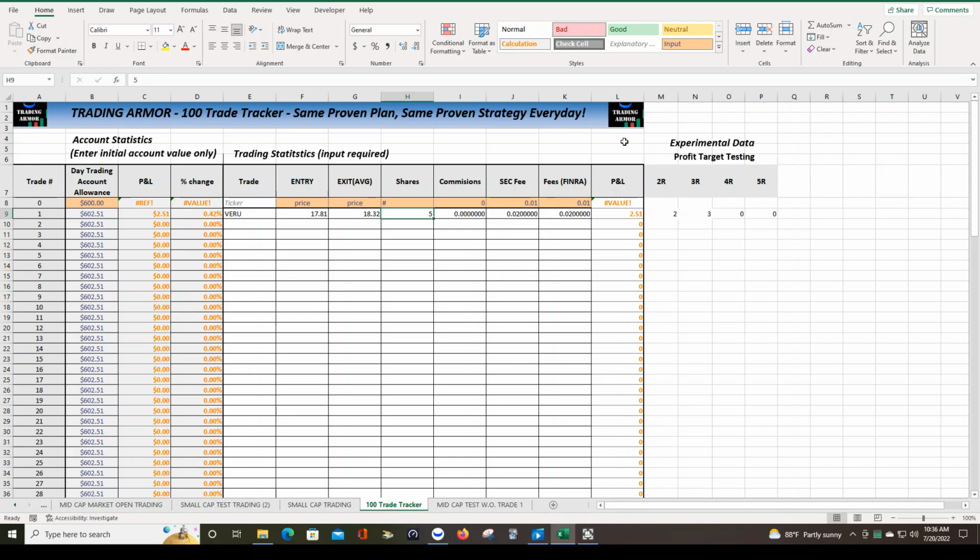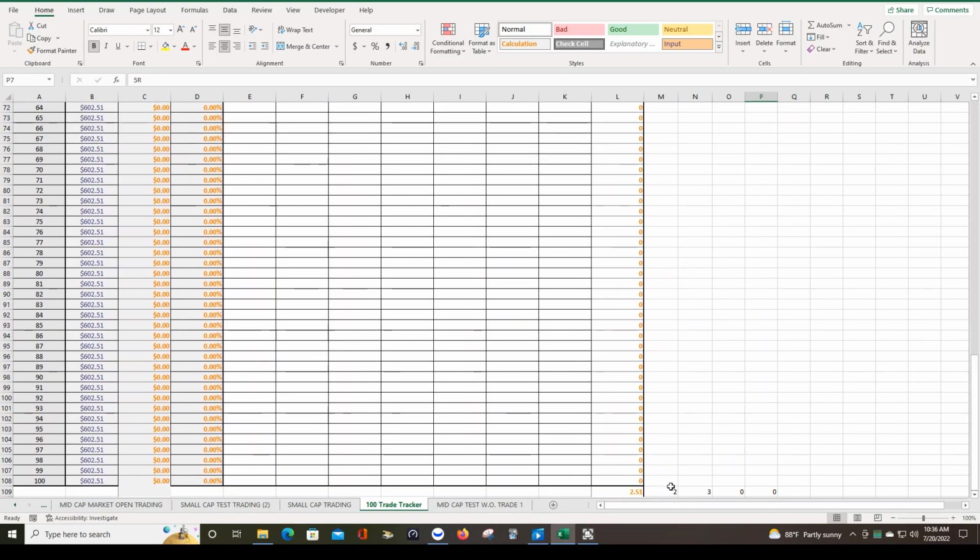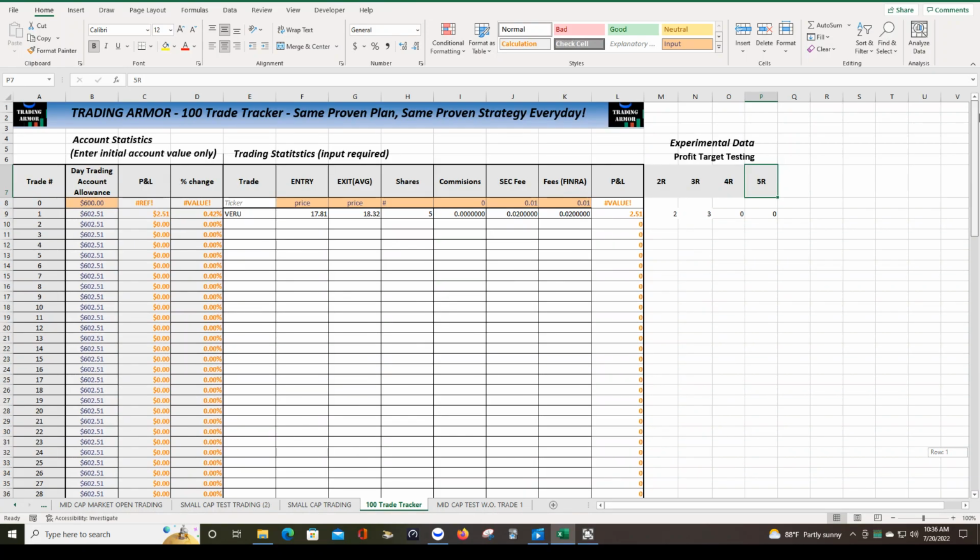The other interesting thing that I'm doing on this spreadsheet is I am tracking multiple profit targets. We're going to track, again, we did this during the testing, the 2R, the 3R, but we did not track 4R and 5R. So we're going to track all of those, and then at the end, we'll add them all up and see which one is more profitable. And that's pretty much it.